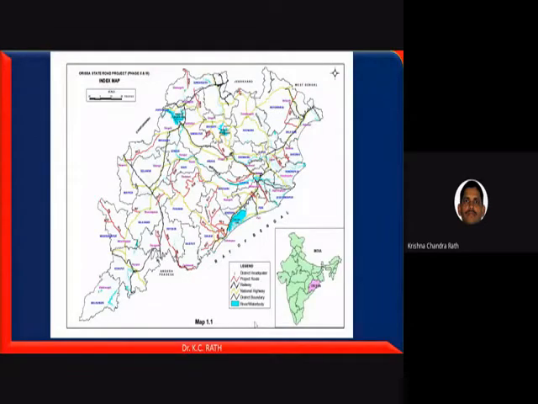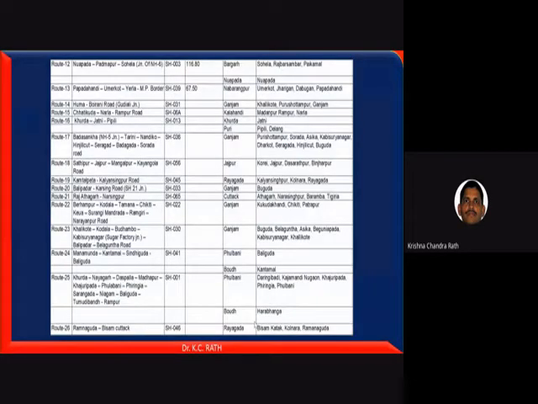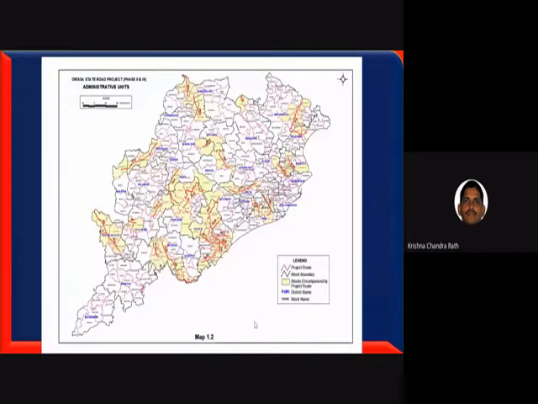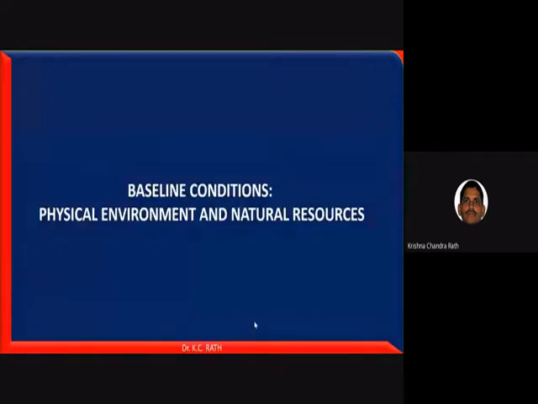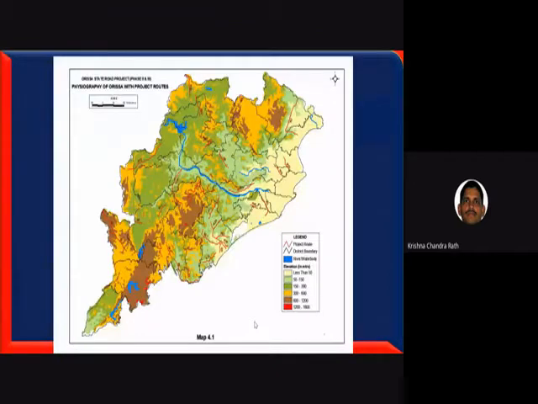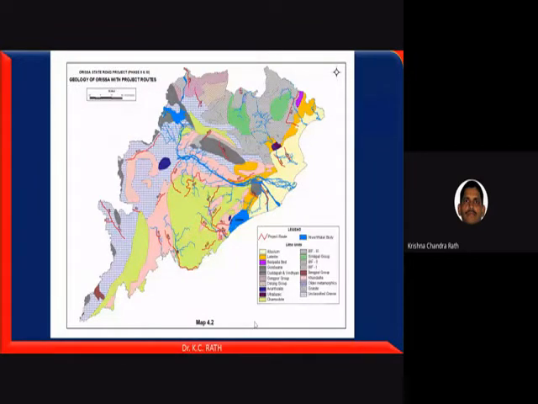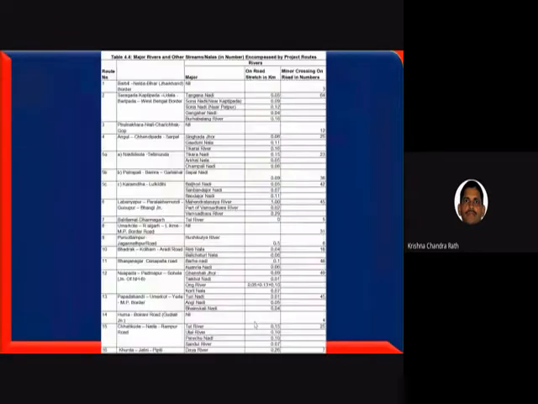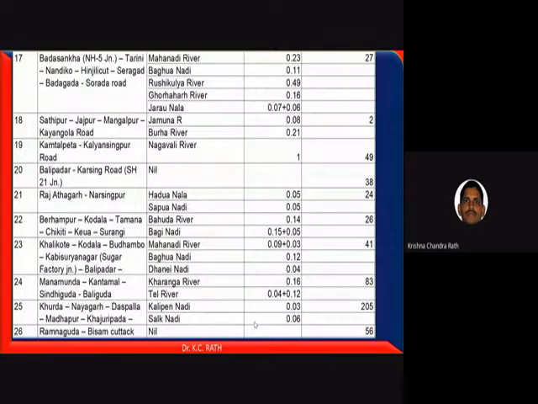I was involved in one sector of the Pipili Delang route for the primary survey, and so many maps have been generated. It's just for a glance, how it is done actually. Baseline physical environment and natural resources: physiography, geology, seismic zones, rainfall regimes. These are the attribute data.